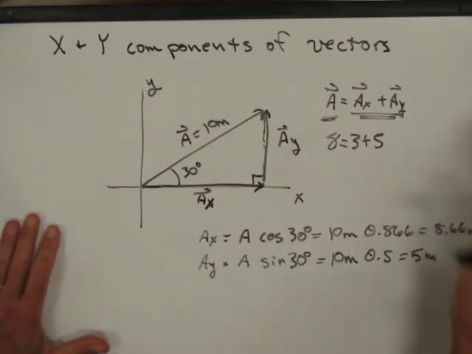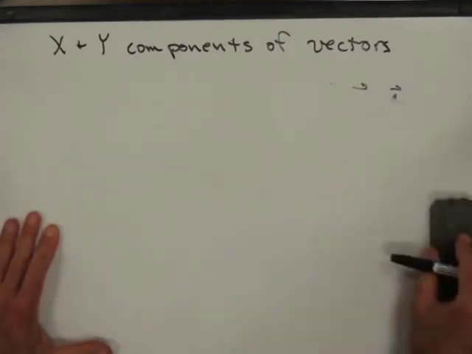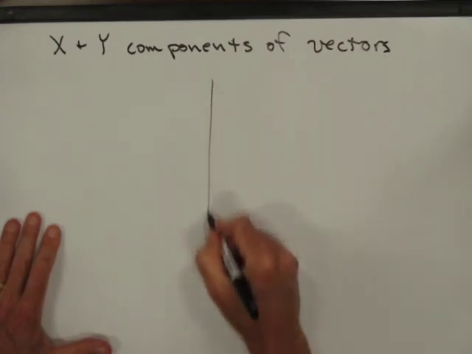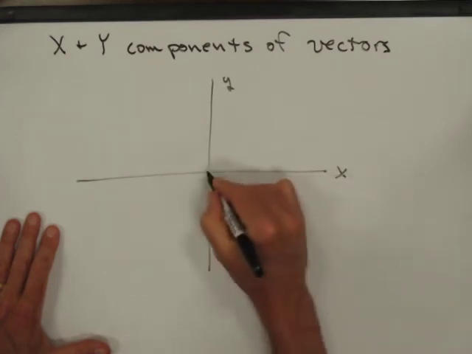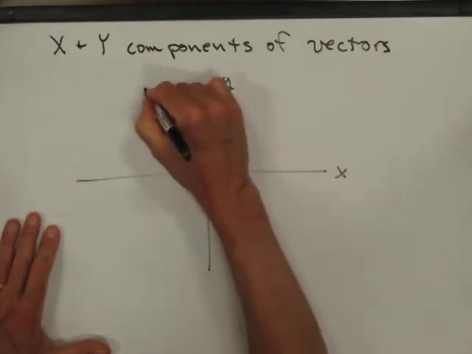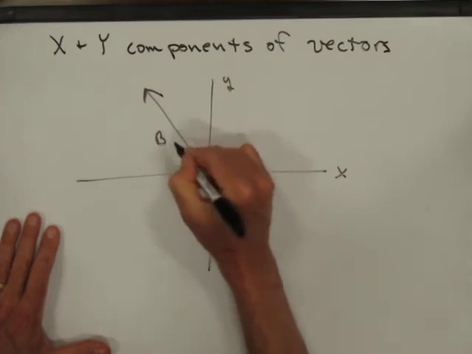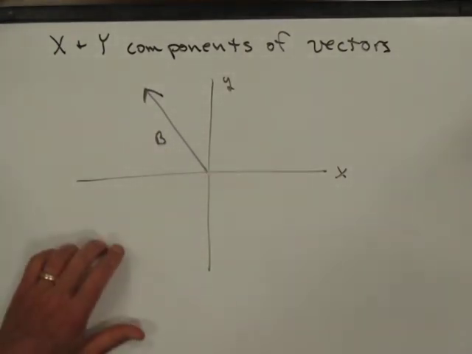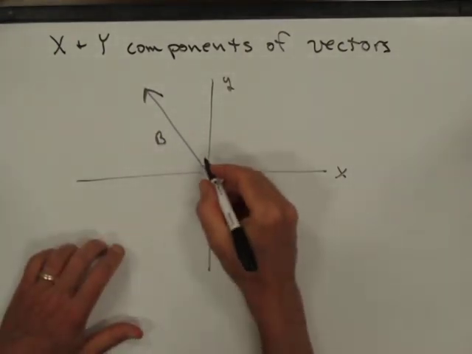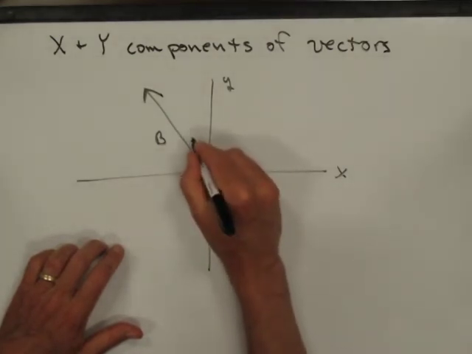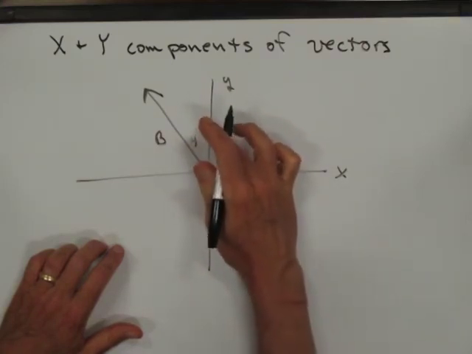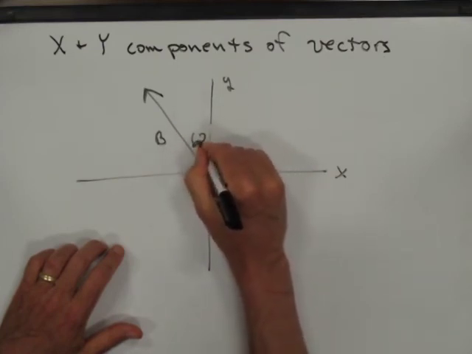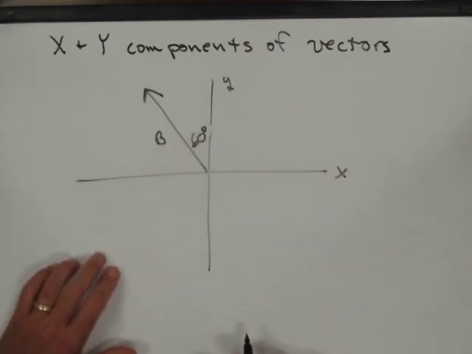If this was in a different quadrant, let me just draw this again. For example, I could have y and x, and maybe my vector here, I'm going to give it a different name. I'm going to call it B, right? And maybe this is 45 degrees. Now let's pick a different number because that gave me the same answer for x and y. Let's pick 60 degrees. These are the ones whose sines and cosines I kind of know by heart.